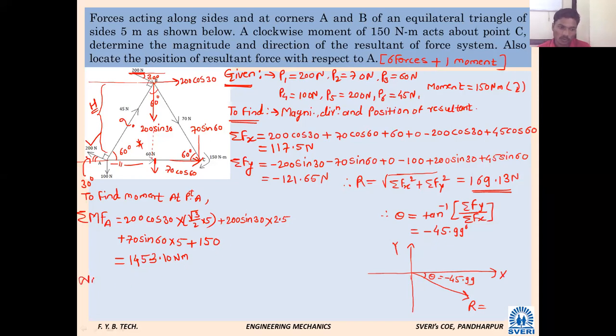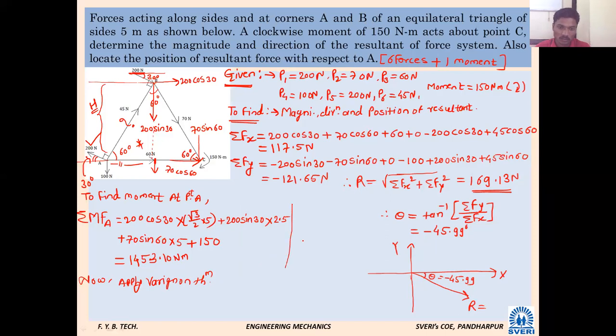Now apply D'Alembert, sorry, not D'Alembert. Which one is that? Varignon theorem. D'Alembert, I don't know from where it came into my mind. It is also one of the principles, but not now. Afterwards it is there. Apply Varignon theorem.